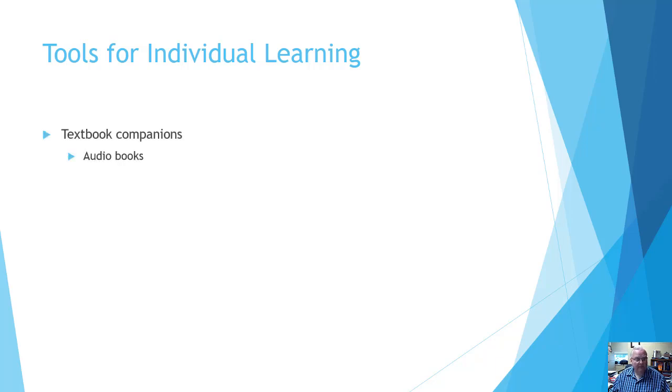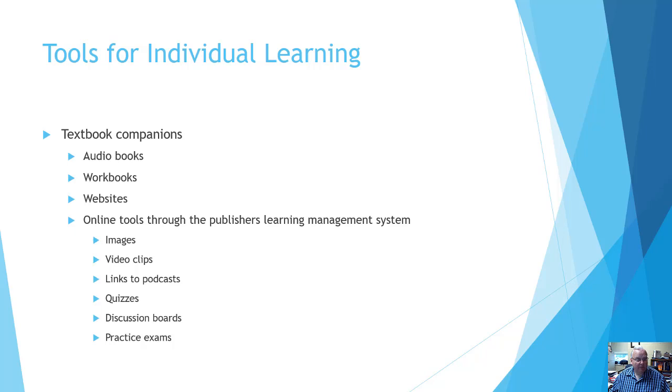Textbook companions sometimes will include audiobooks, workbooks, websites, and there's often online tools through the publisher's learning management system. Some of these things are at extra cost. It depends on the package that is purchased. So if you're making those decisions as to what package your students are going to purchase, you're going to want to know what kind of tools are there and probably have looked at them. All the publishers will allow educators to have a free account or a 6-month subscription or something to their content to be able to go through. You can take the quizzes and take the tests and look at the video clips and that sort of thing.